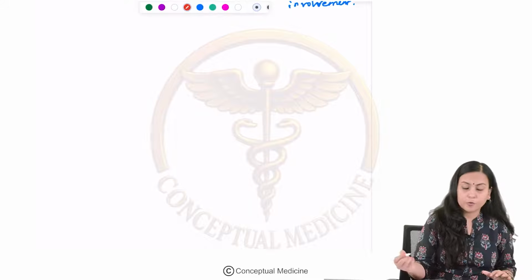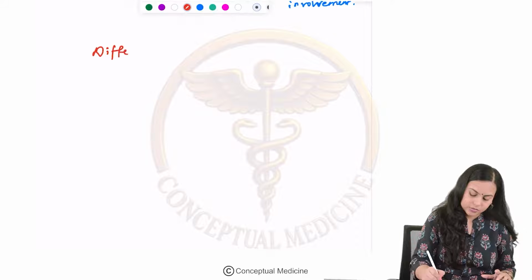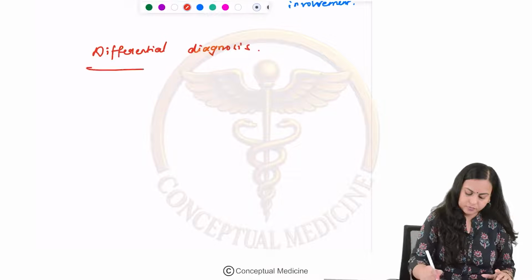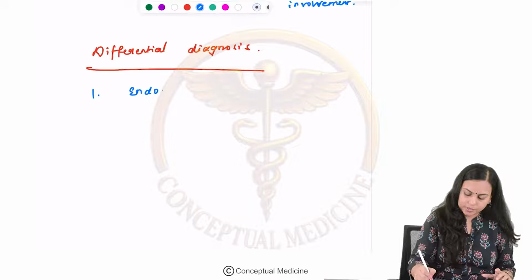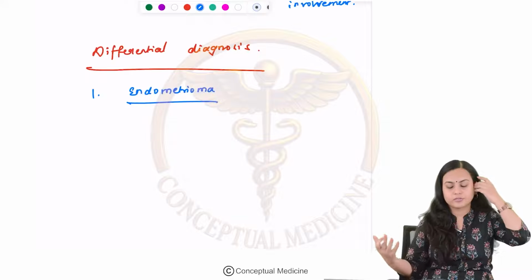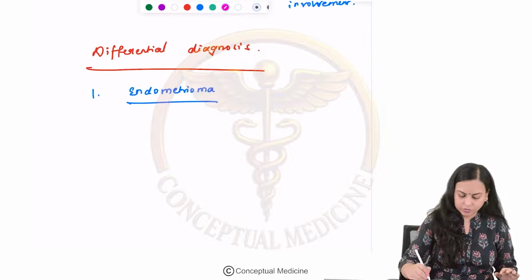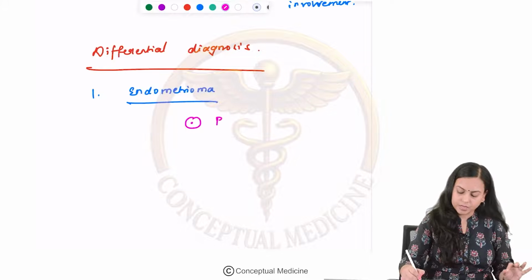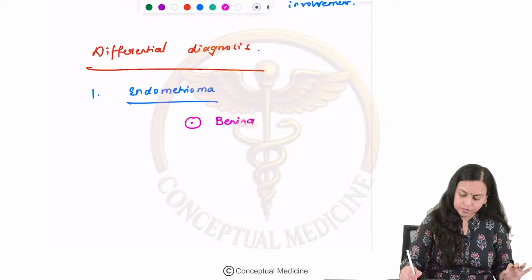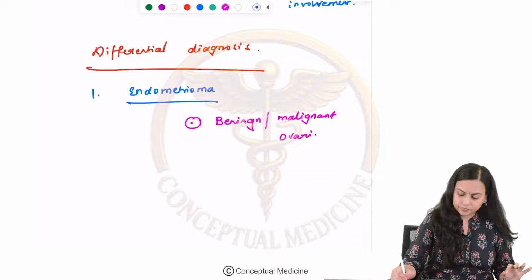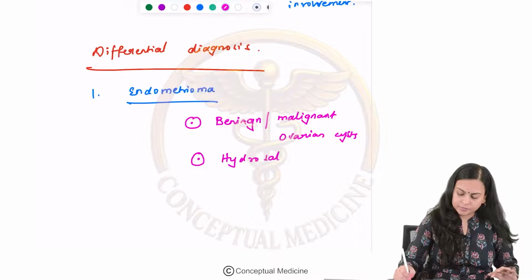Yes. Now let's see about the differential diagnosis of this condition. The differential diagnosis of endometriosis is based upon the symptoms. Suppose she is presenting with endometrioma, that is nothing but a chocolate cyst or endometriosis in the ovary, then you have to differentiate it from a benign or malignant ovarian cyst, and also hydrosalpinx.